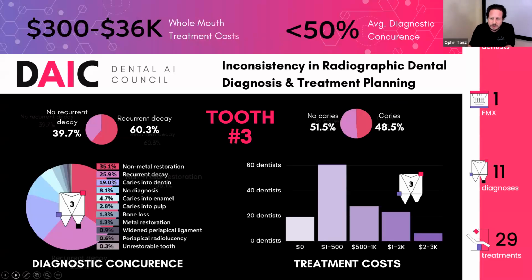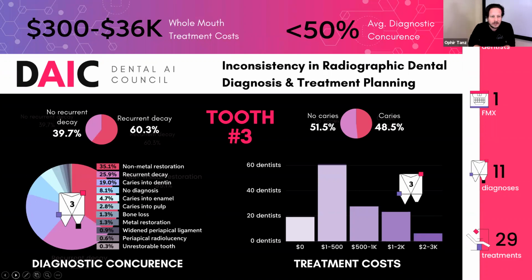Here we have a study that was just performed a few weeks ago. This is led by an organization that we helped found that Amol is a part of called the Dental AI Council. This is a nonprofit organization focused on academically rigorous research into the intersection of AI and dentistry. And this is really similarly striking. So this is 136 practitioners asked to look at the same FMX set and both diagnose and treatment plan. And what you found was a whole mouth treatment cost that ranged from $300 to $36,000.